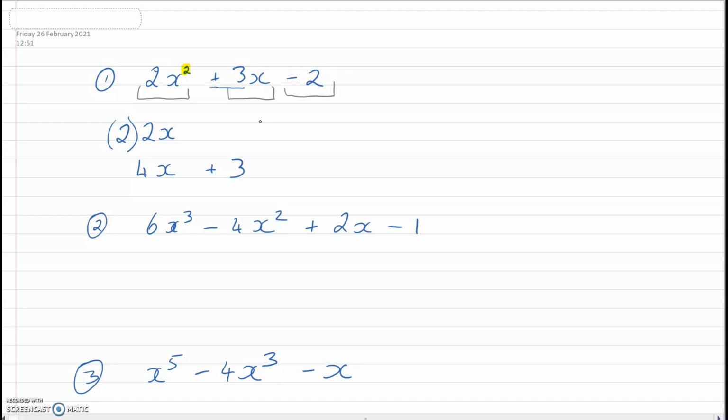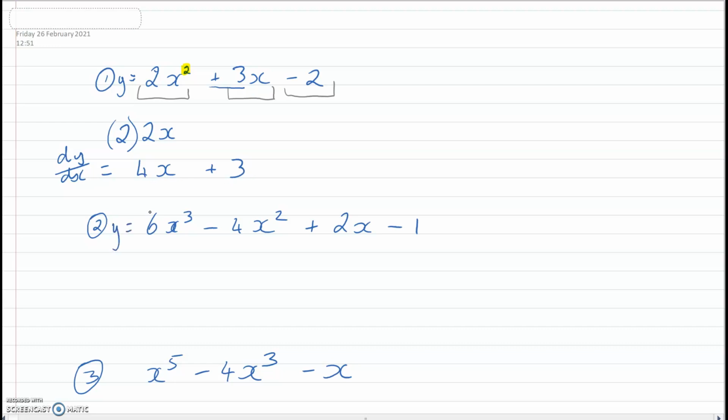So your answer here, and that is dy dx, is 4x plus 3. So if we say that y, squeeze that in here, y is equal to 2x squared plus 3x minus 2, then dy dx is 4x plus 3.